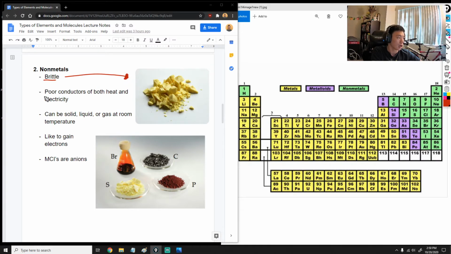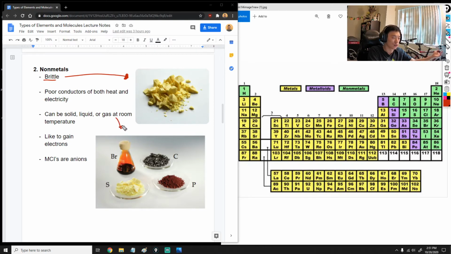Okay? They're also poor conductors of heat and electricity. We said earlier that metals are able to let electricity go through them. They're also good at letting heat go through them, but nonmetals are the opposite. They don't let heat and electricity go through very well. We said earlier that metals are solids at room temperature, but nonmetals could be solid, liquid, or gas.